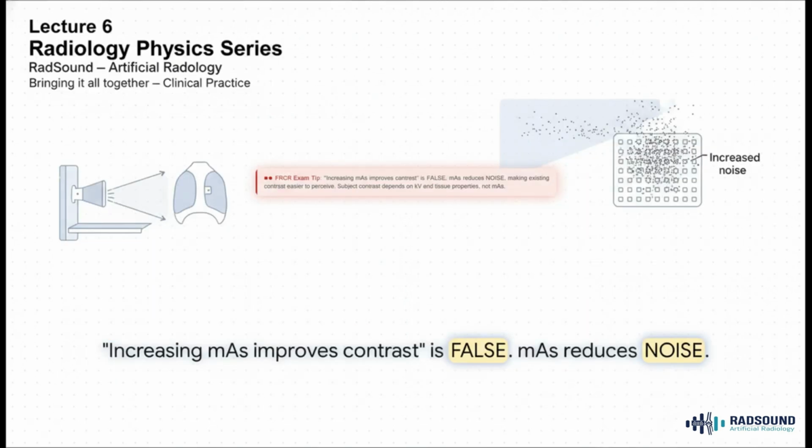Let's really hammer this home, because this is probably the other biggest exam trap out there. Someone will say increasing mAs improves contrast, and it is absolutely false. The actual difference between the tissues, that's set by your kV. What mAs does is it cuts down on the noise. By just flooding the detector with more photons, you get a much smoother, cleaner image, which makes the contrast that was already there way easier to see.